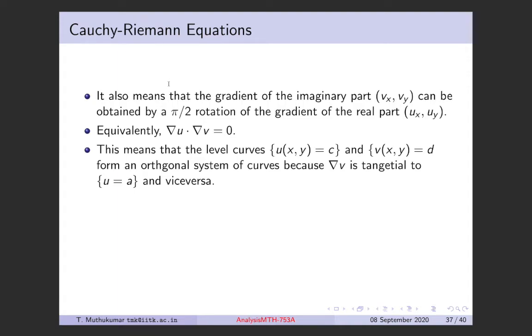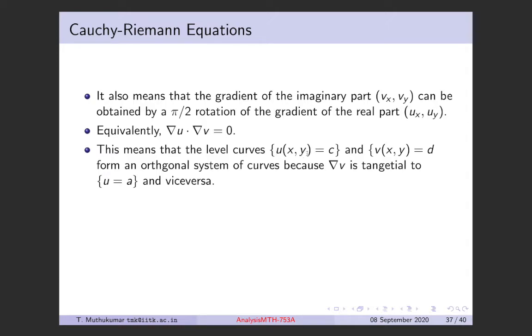So geometrically, this also means, in the sense of change of variable, the way you can see is this: if you look at these level curves of u, then grad u is the normal to this level curve, right?